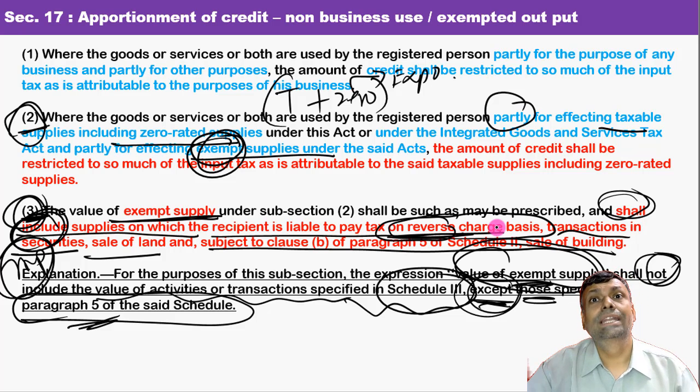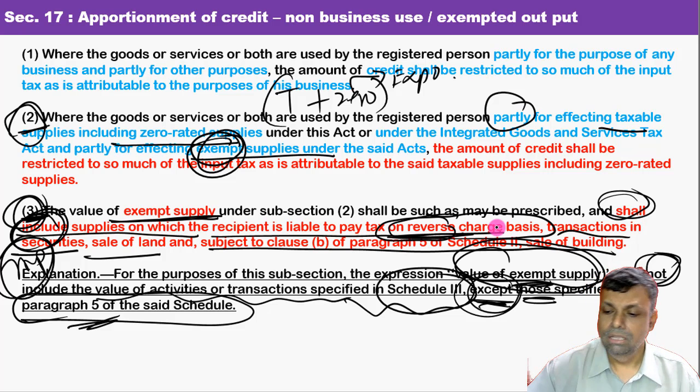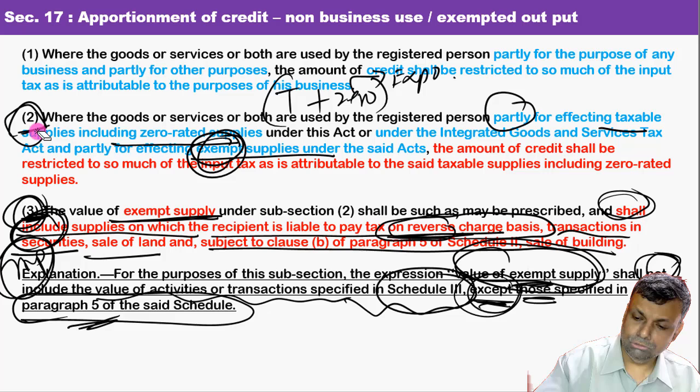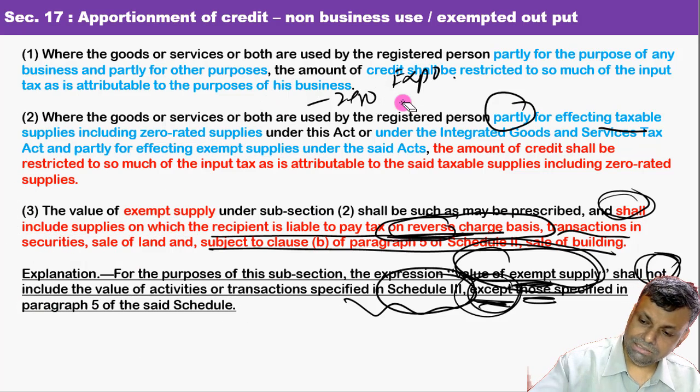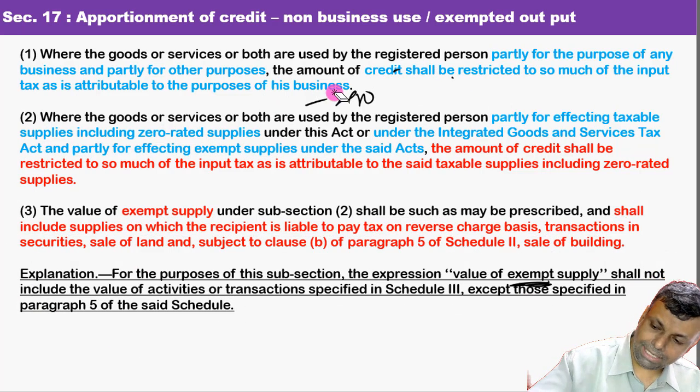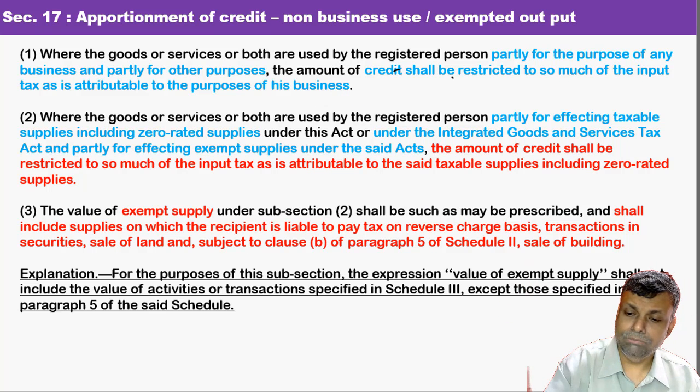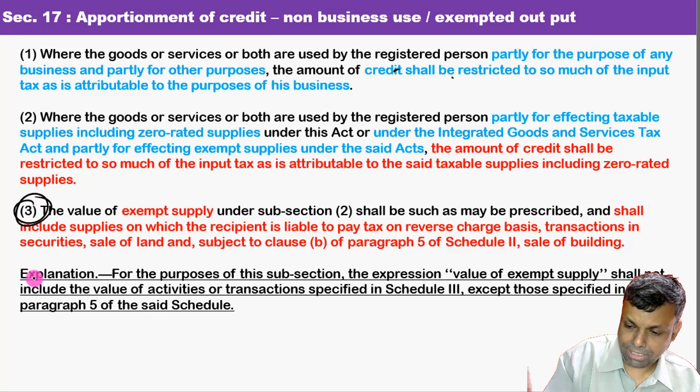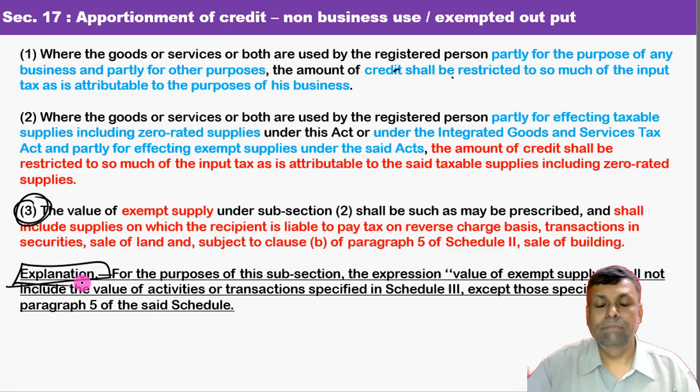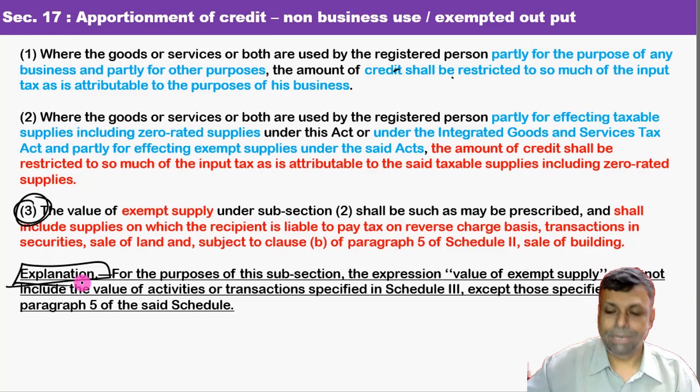So input tax credit will not be available. Put it differently, for example, the tax that you are paying with respect to reverse charge basis, for those taxes you are not eligible for input tax credit. One of the very, very important things that you should not forget. Okay, so this is the meaning of your exempted supply, and this can also be very good MCQ material, friends. So your clause 3 and the explanation is giving you the clarification with respect to what is an exempted supply.